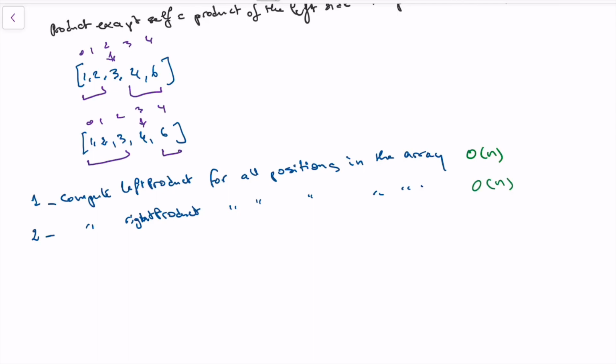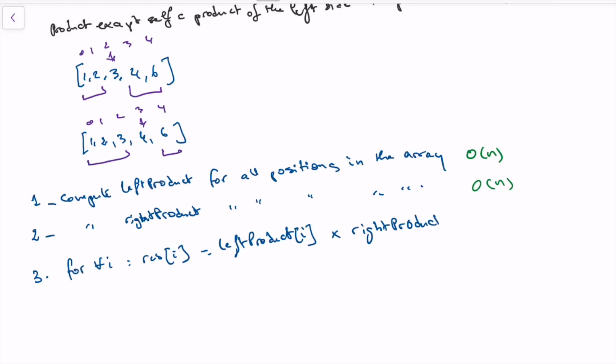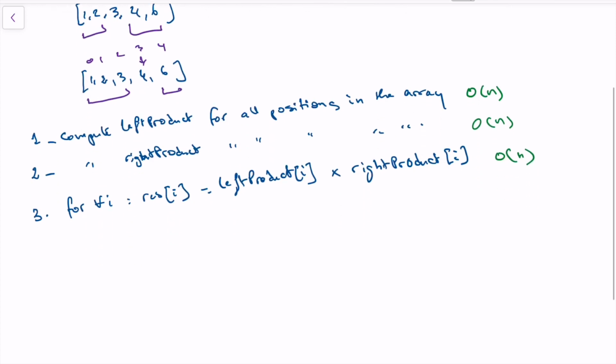And now to get the output array, for every i, we could just say the result at that position would be the left portion, everything left of that position, which would be computed already at position i, multiplied by the right product, which is computed already also. And since we will do it for every i, it will be O(n). And so O(3n) is pretty much just O(n), and we get the solution without using division and in O(n) time.